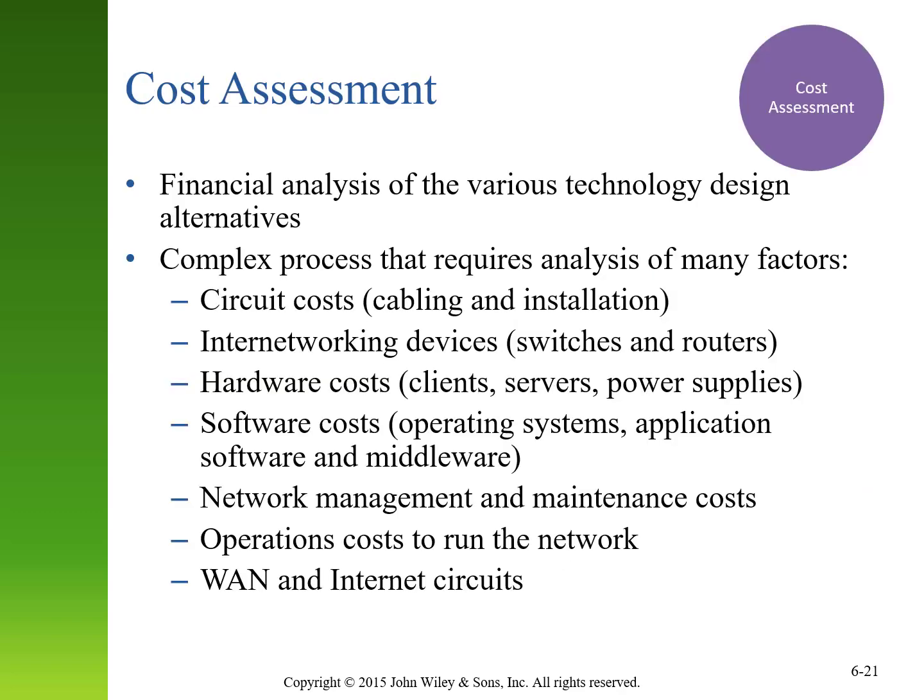The third phase is cost assessment, where we take a look at our technology designs and compare and contrast how much they might cost. This is a very complex process because we have to consider many different factors. We're looking at circuit costs, which include cabling and installation. We're looking at our internetworking devices, so various switches and routers with different capabilities. We're looking at the hardware costs of our clients and our servers and our backup power supplies. We're looking at software costs, which include operating systems for clients and servers, application software, and any middleware to bridge the gaps between different systems.